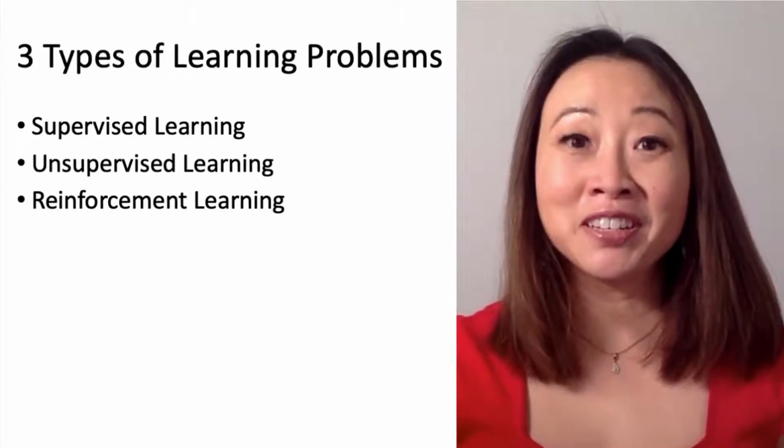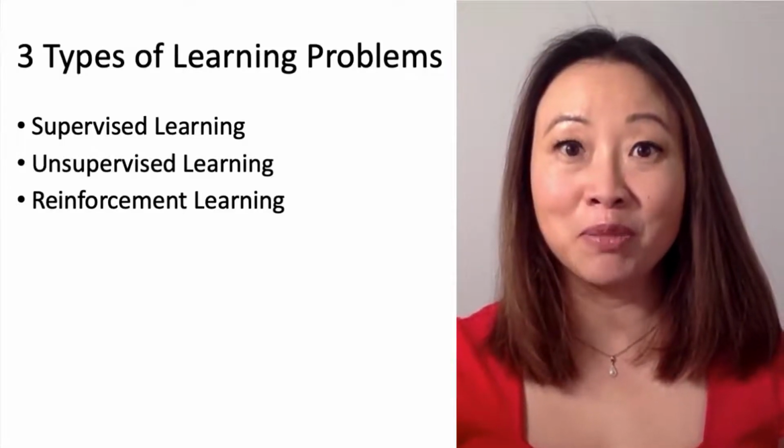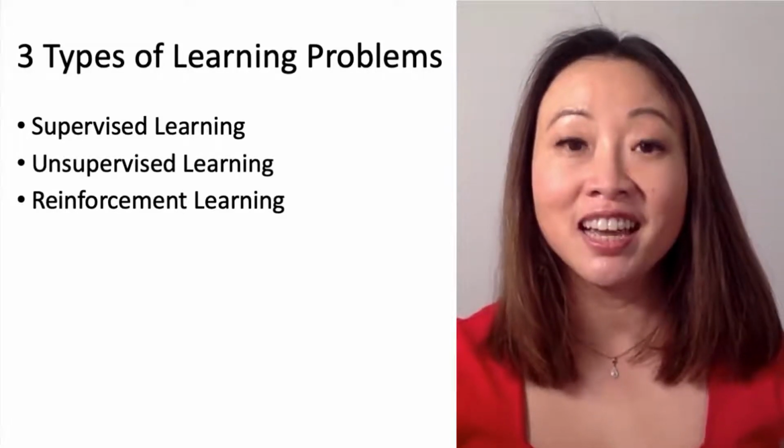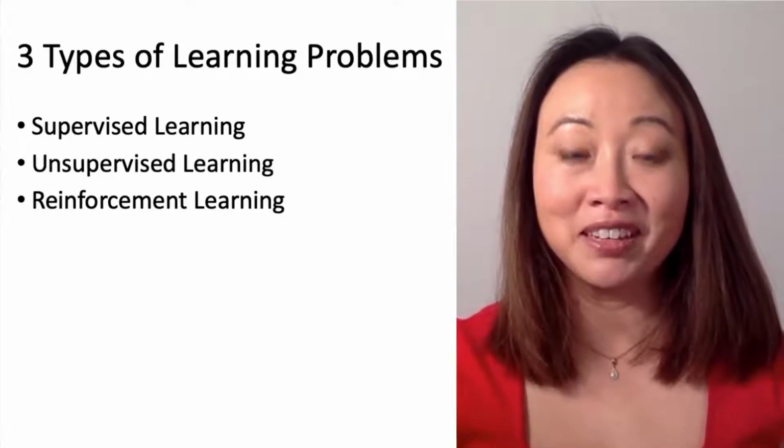In this lecture, we're going to go over three main types of learning problems that machine learning and deep learning models solve. And these are supervised, unsupervised, and reinforcement learning.